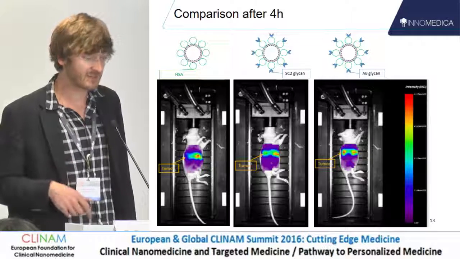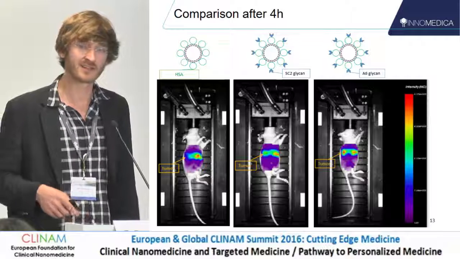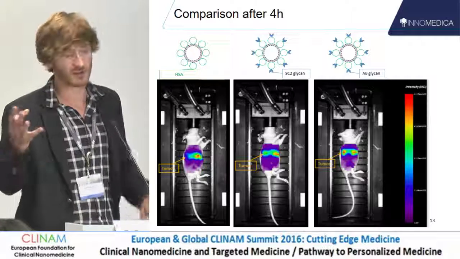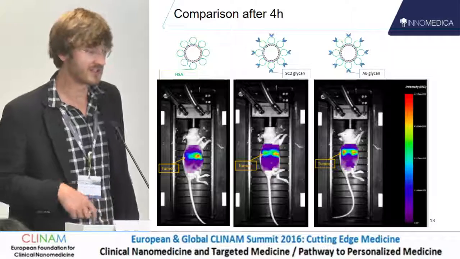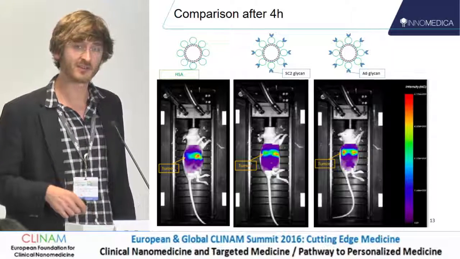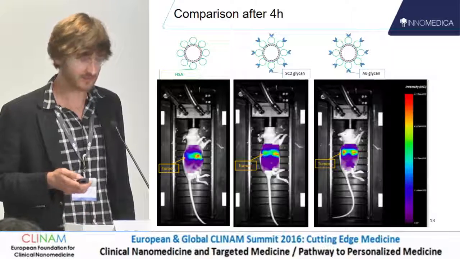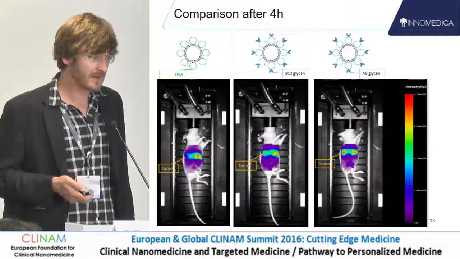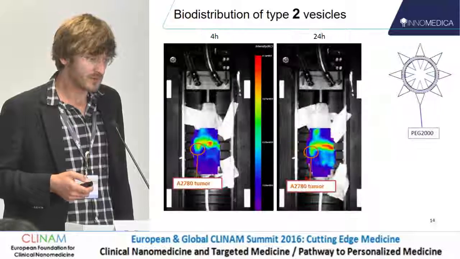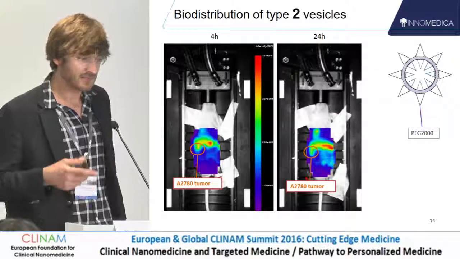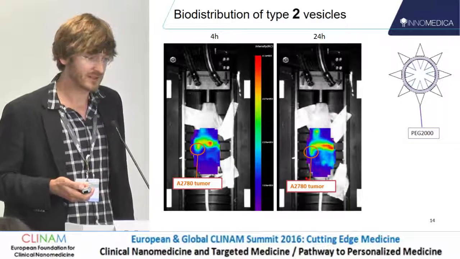I can tell you now already it's not monosaccharides. Monosaccharides you can forget, unless you want to target the liver, which you can do very effectively. All of the monosaccharides we tried went directly into the liver. So next we did type 2 vesicles where we used polyethylene glycol.